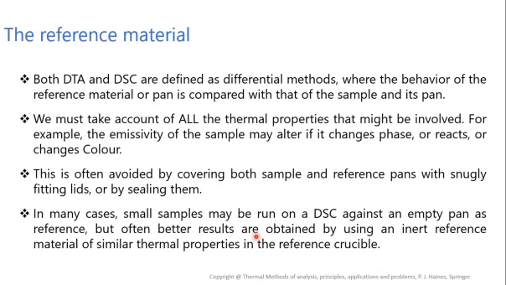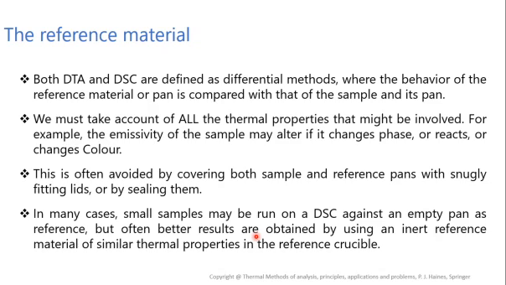Then the next one is the reference material. Both DTA and DSC are defined as differential methods where the behavior of the reference material or pan is compared with that of the sample and its pan, and hence the reference material is of most importance in differential thermal analysis and differential scanning calorimetry. So we must take into account all the thermal properties that might be involved. For example, the emissivity of the sample may alter if it changes phase, reacts, or changes color. This is often avoided by covering both the sample and the reference pan with snugly fitting lids or by sealing them.